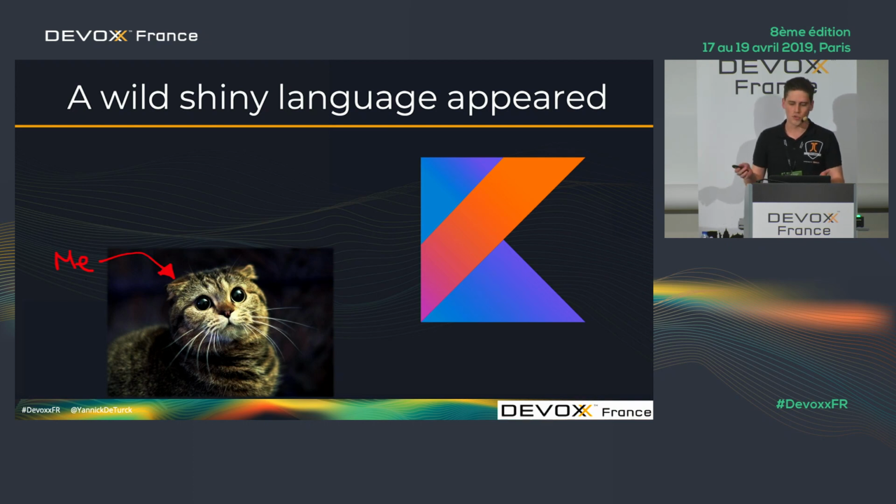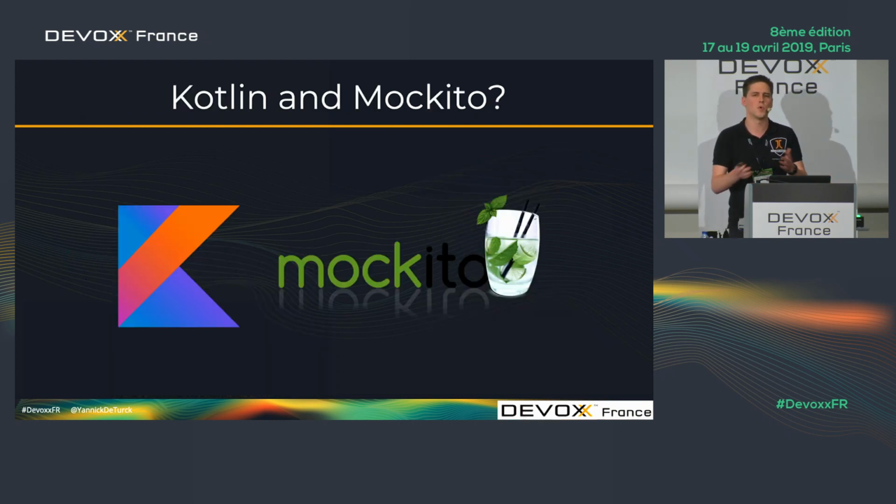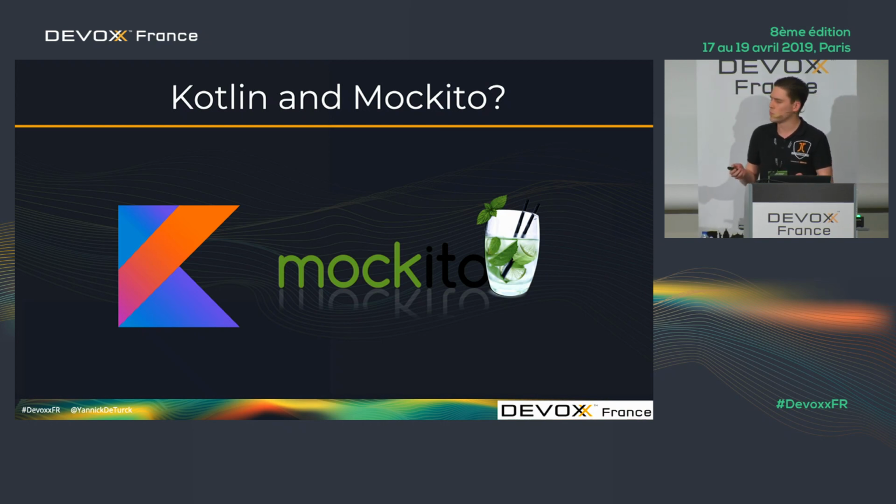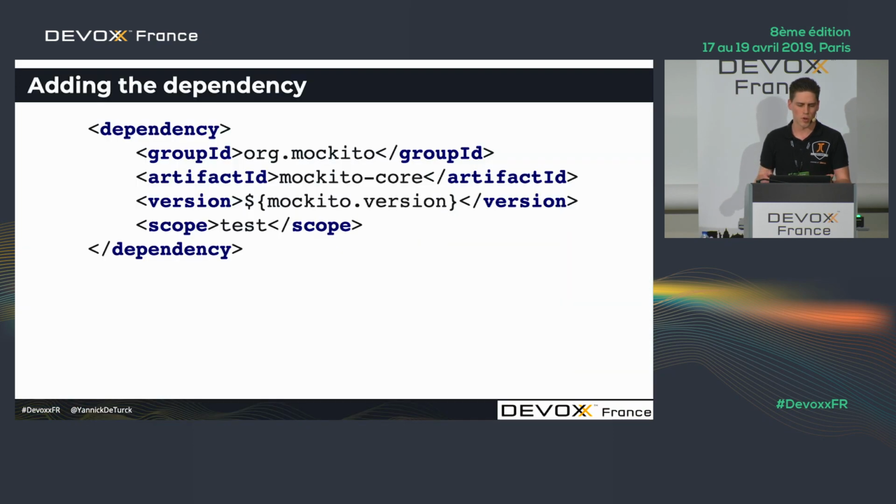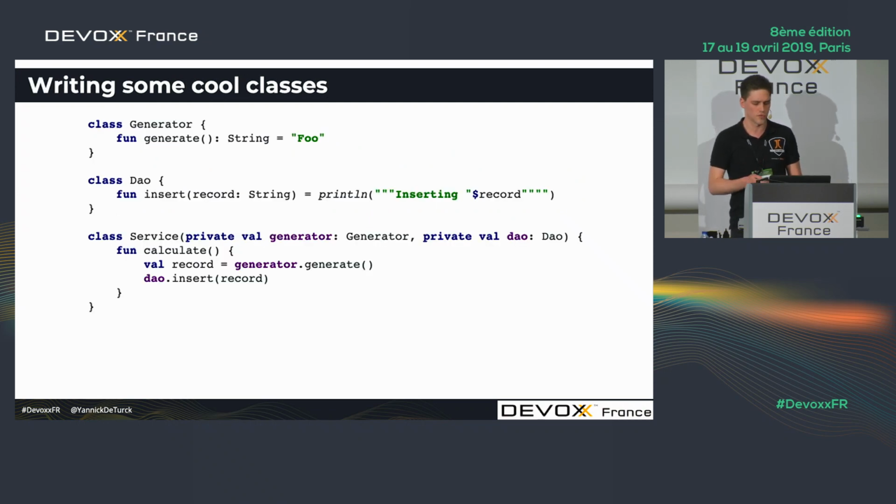And to start off, I wanted to write a blog post on how mocking works in Kotlin. So I was like, okay, Java and Mockito work like a dream. Would it also be the same with Kotlin? That was my main question. So I set up a small project. I added the Mockito dependency to my project. And then I just wrote a couple of classes.